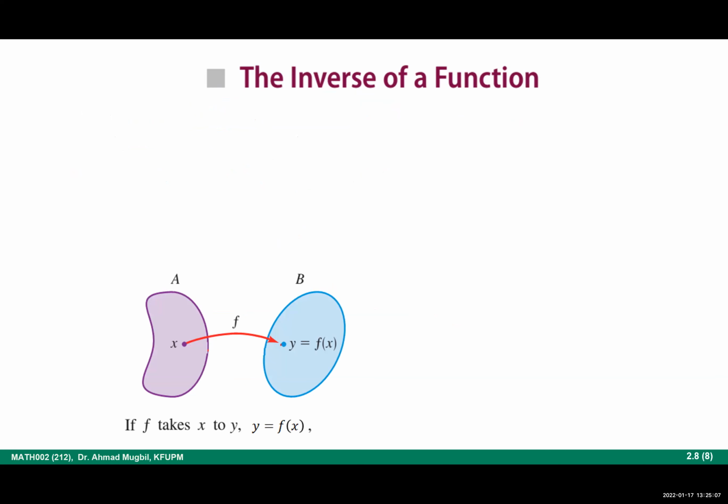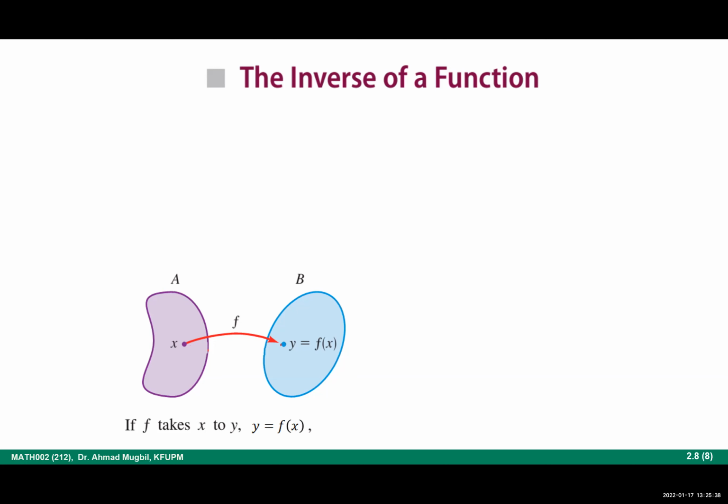Now, as I told you from the beginning, why are we talking about 1-to-1 functions? Because there is something special about these kinds of functions. Their inverse is a function. They have an inverse function. To understand what we mean by the inverse, let's start by understanding what the job of a function is. What does f do? It takes x to what? To y.